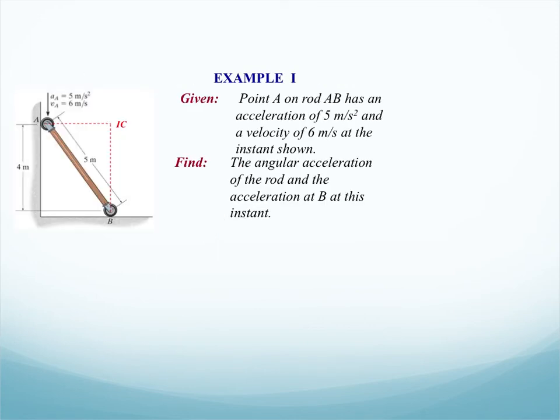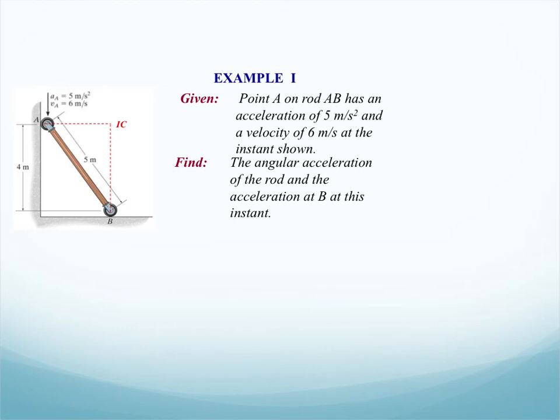So for this one, we're going to look at a relatively simple example. This is, again, the roller, which we had done previously. But we know that point A has an acceleration downward of 5 meters per second squared and a velocity of 6 meters per second. And so we want to figure out what is the angular acceleration of this rod as it's falling and the acceleration of B at that instant. So let's take a look at this.